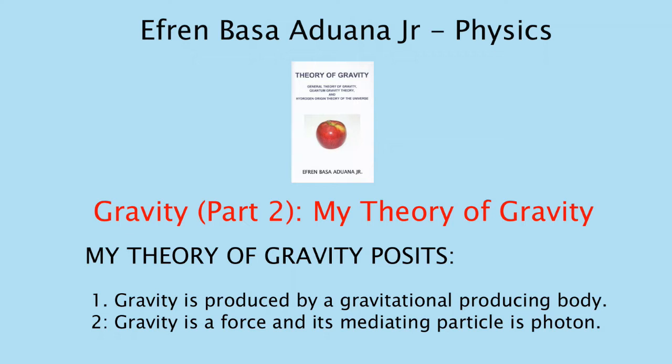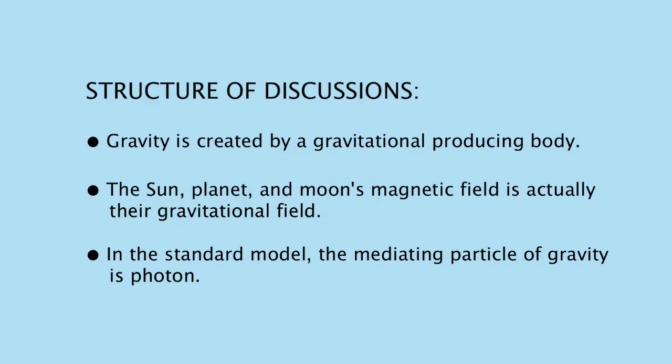My theory of gravity posits the following. 1. Gravity is produced by a gravitational producing body. 2. Gravity is a force and its mediating particle is photon. The following is the structure of my discussions. Gravity is created by a gravitational producing body. The Sun, planet, and Moon's magnetic field is actually their gravitational field. In the Standard Model, the mediating particle of gravity is photon. My arguments will show that my theory of gravity agrees with quantum mechanics and the Standard Model.